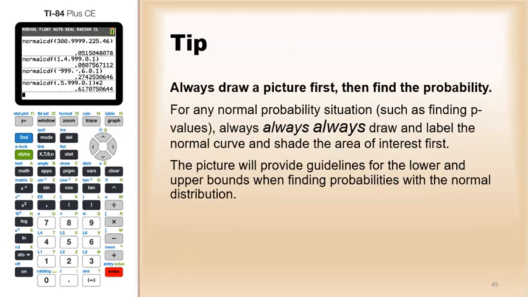So my recommendation for you is to always draw the picture first. Doesn't have to be perfect, but it allows you to figure out what your lower bound and upper bound are. So for any normal probability situation, and we'll be doing this for p-values, you always draw and label a normal curve and shade the area of interest first. So again, it doesn't have to be perfect. It's just meant to give you guidelines for the lower and upper bounds when finding the probabilities with a normal distribution.